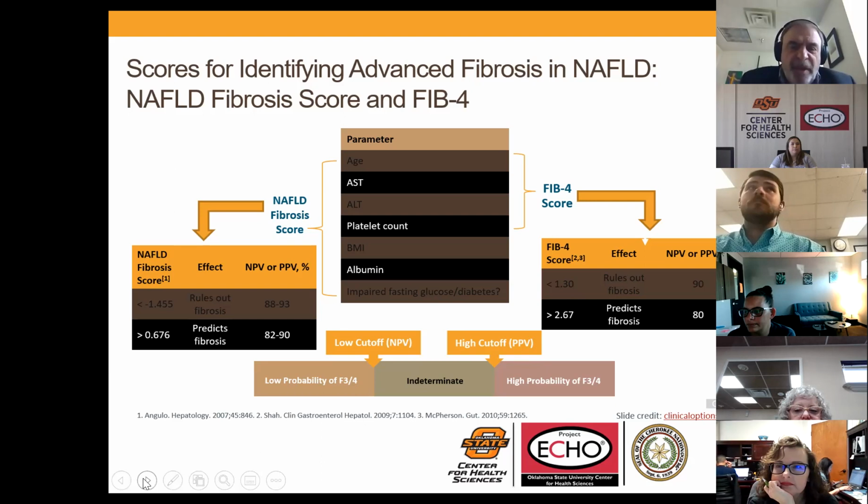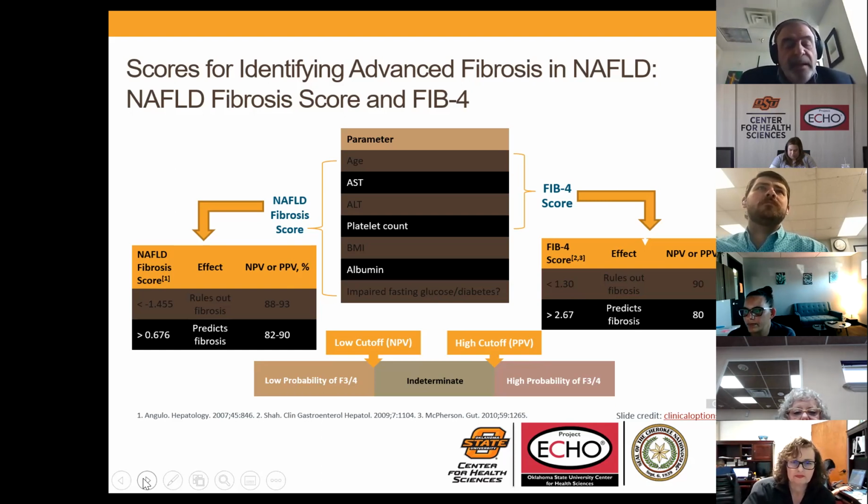If both of those tests give you a low score, it's very rare that this patient will have advanced liver fibrosis, and you just need to follow that patient once a year. But if both calculators give you a high score, then that patient has high risk of having advanced liver fibrosis, and you would consider them for treatment. If you want to be more precise, you could consider a liver biopsy, but it's not really needed. And then you have the indeterminate patients like we do with hepatitis C. Next.